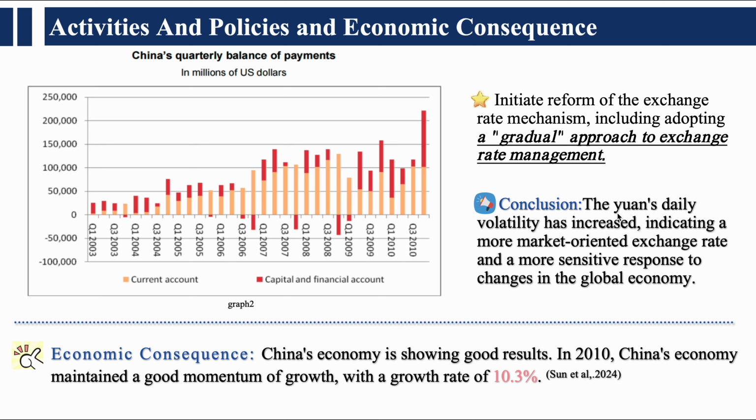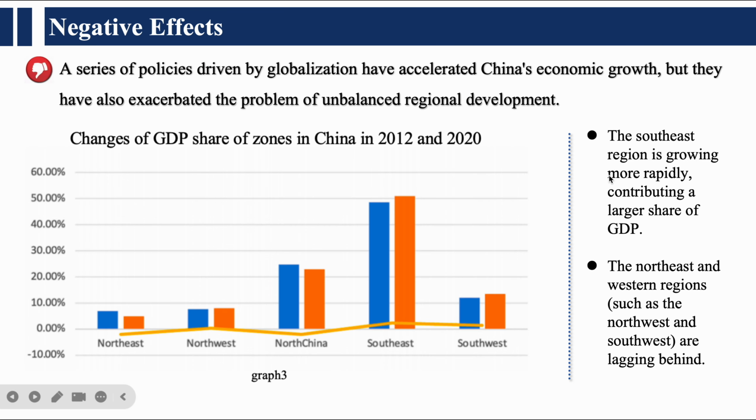The economic outcomes of these policies have been impressive. For example, in 2010, China achieved a 10.3% economic growth rate, demonstrating the success of its monetary and trade strategies. Globalization-driven policies have accelerated China's economic growth. They have also highlighted regional imbalance.